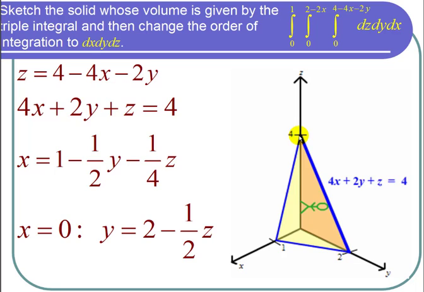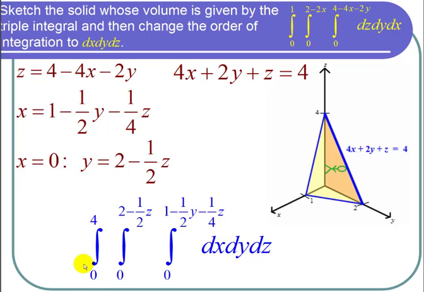So now we're ready to write down the triple integral with dx, dy, dz. And we get that z is going from 0 to 4. Y is going from 0 to 2 minus a half z, because the little man goes from 0 to 2 minus a half z. And then x goes from x equals 0 to x equals 1 minus a half y minus 1/4 z. Then I have dx, dy, dz, and I'm done with the problem.